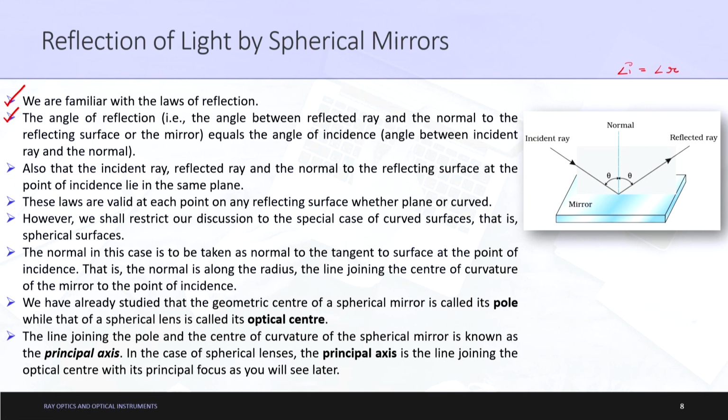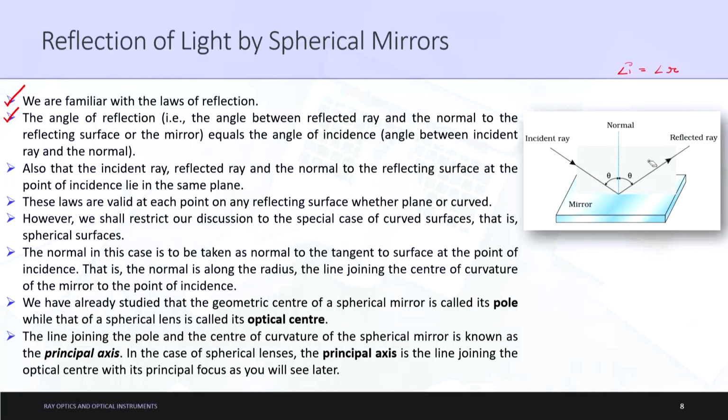Also, the incident ray, the reflected ray and the normal to the reflecting surface at the point of incidence lie in the same plane. It can be understood like this: all three lines are always in the same plane. Even if we take a cardboard and put it on that portion, the incident ray and the reflected ray lie in the plane of the cardboard, and also the normal. Basically, the incident ray, the normal and the reflected ray are all lying in the same plane.